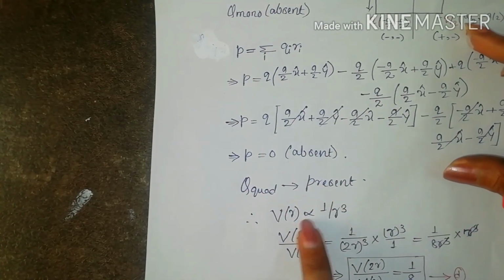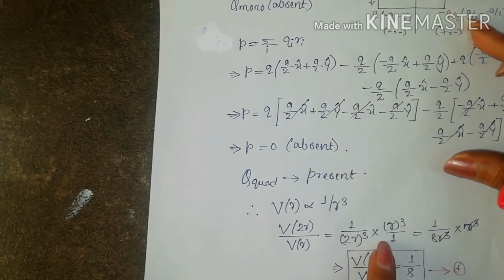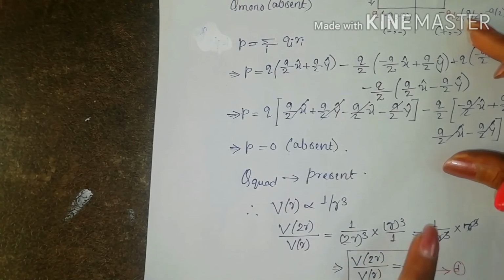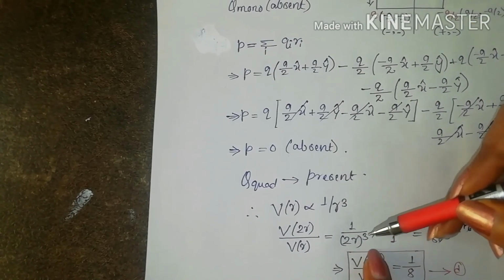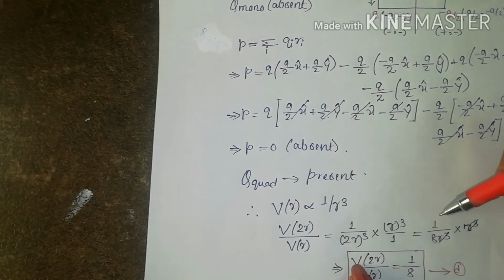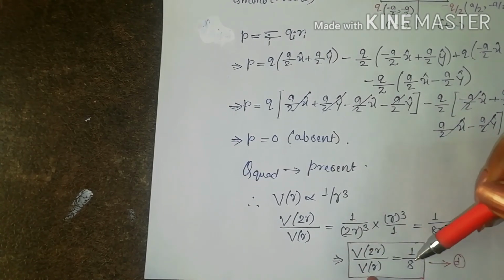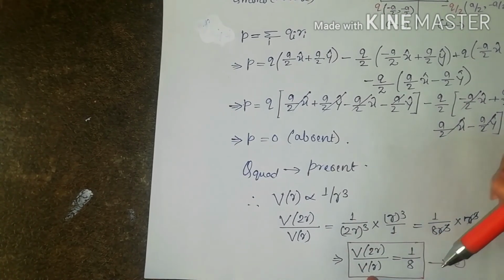So the potential is proportional to 1 by r cube. And now we will find the V2R by VR ratio. So it will be how much? 1 by 2R whole cube into r cube by 1. Okay, I have just reversed it because it is 1 by r cube. So r cube will go to the numerator and this r cube and this r cube will get cancelled. And 1 by 2 cube is equal to what? 1 by 8. So this is equal to 1 by 8. That is, the correct option is option D.